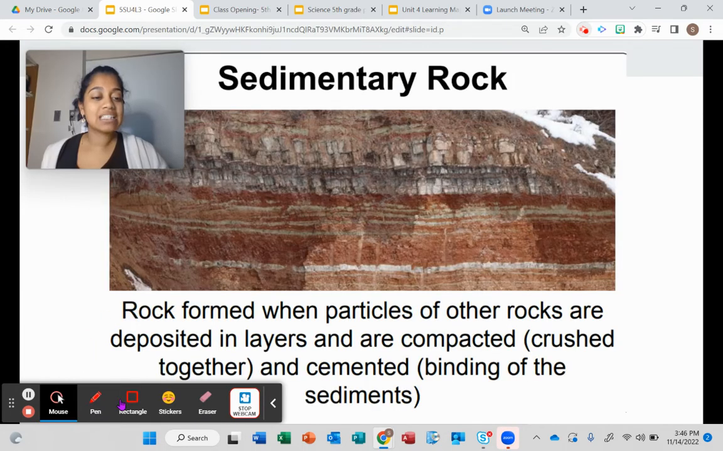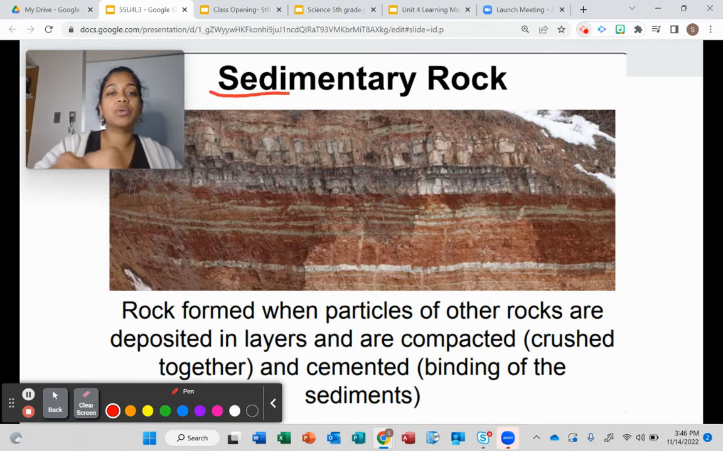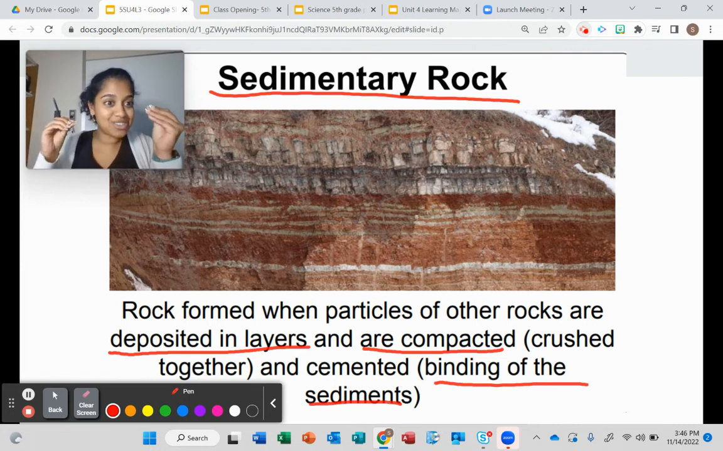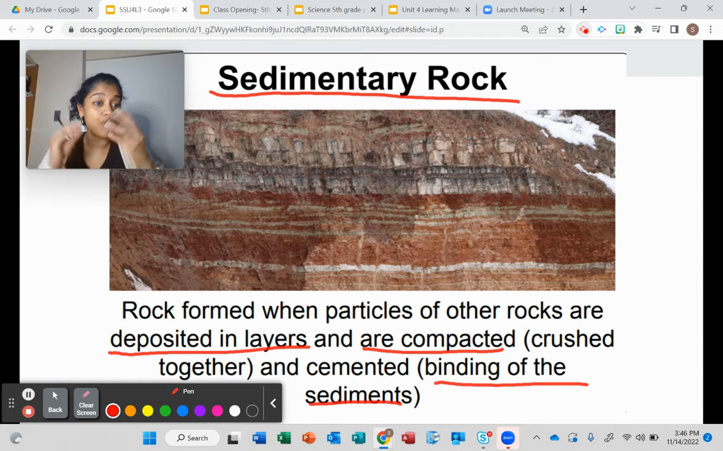All right. And last but not least is sedimentary rock. Sedimentary rock is a rock formed when particles of other rocks are deposited in layers and are compacted, or crushed together, and cemented, or bound together. Sediments are tiny little pieces of rocks. And so, sedimentary rock is actually formed from other rocks.